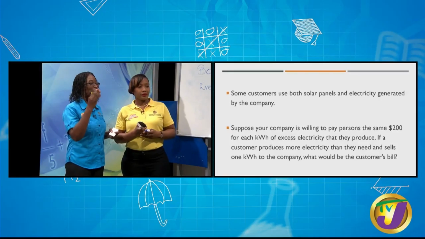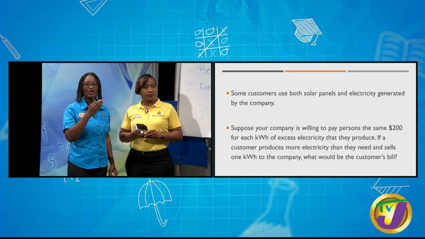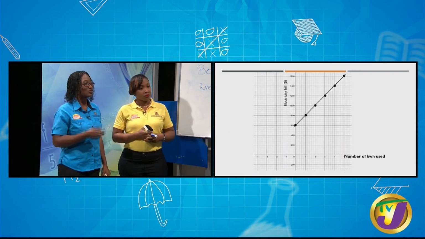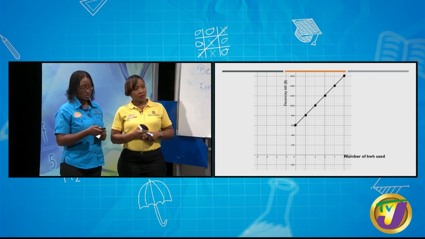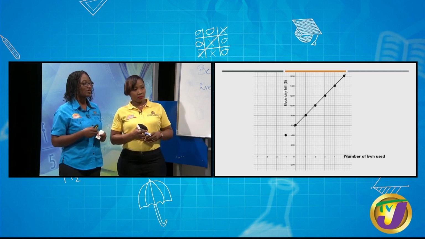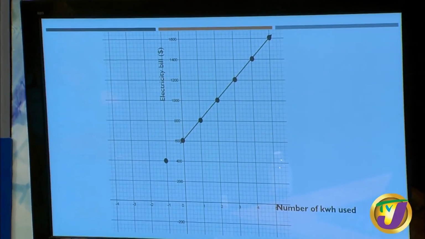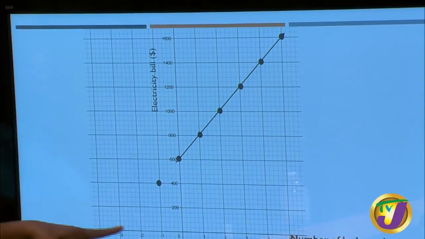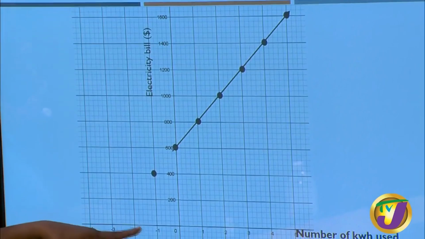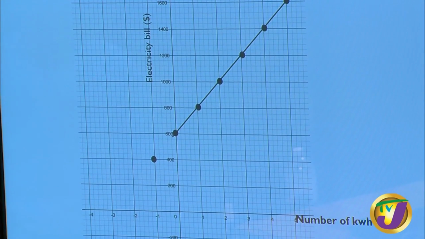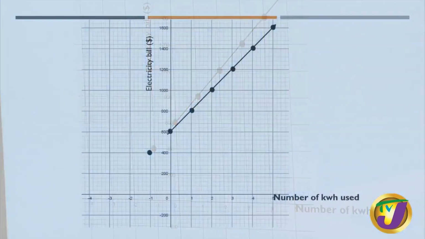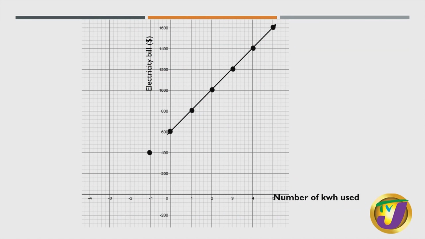We need to find out what this customer's bill would look like. So let's zoom in, and here's our graph again. Here's our customer's bill where that dot is. Zoom in a little bit more. We're seeing here that it's mapping to -1 because this customer has sold 1 kilowatt to the company that they don't need. So it's -1 for them, and that customer would pay, what's that, Tamika? $400.